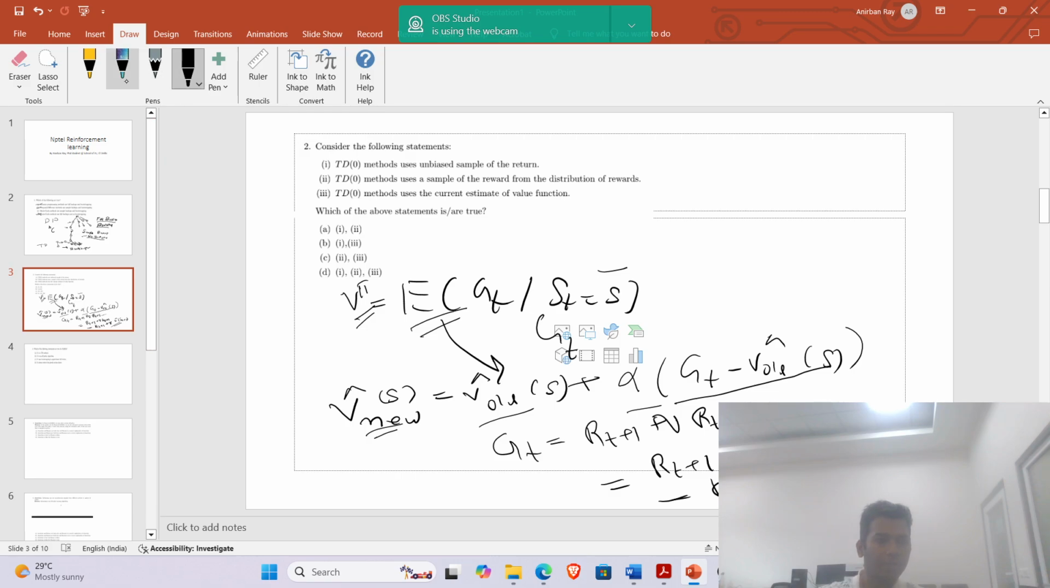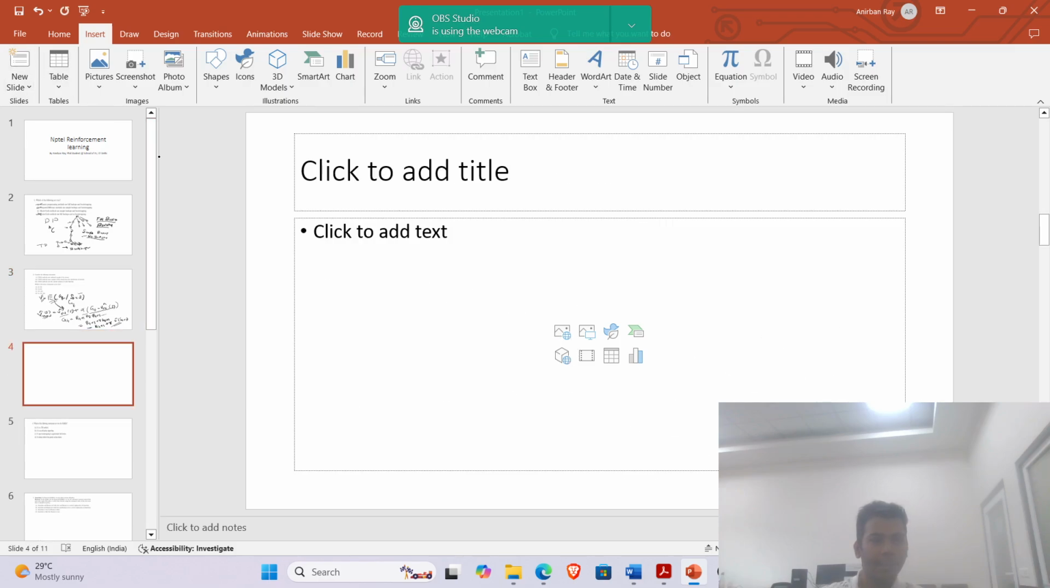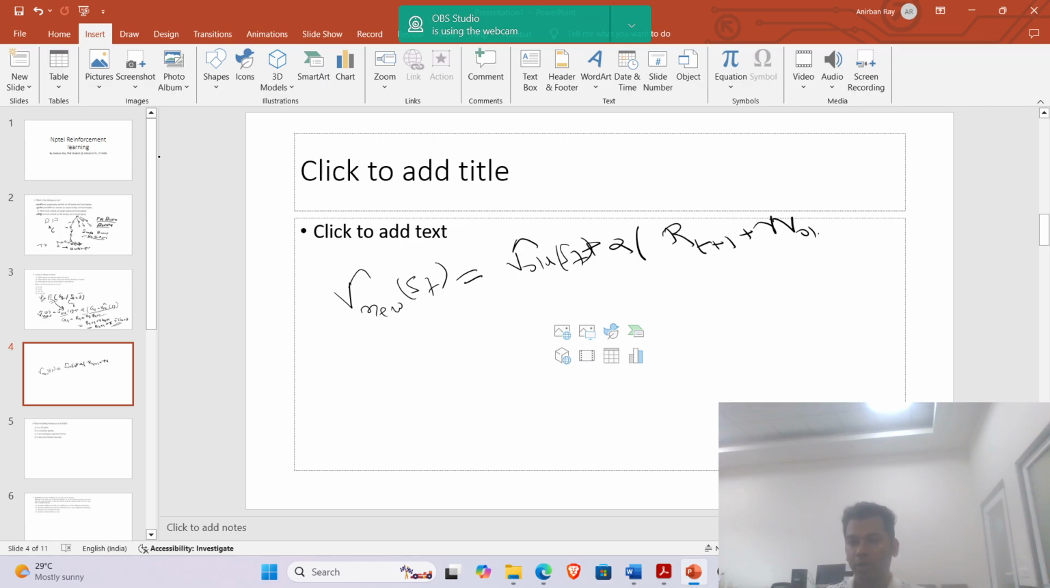Next, on a new slide, you write the equation as v new cap S t equals v old cap S t plus alpha times, you replace GT by what we found out, R t plus 1 plus gamma times v old cap S t plus 1, minus v old cap S t. So this is called the TD0 algorithm, used for evaluation, and that is the point.